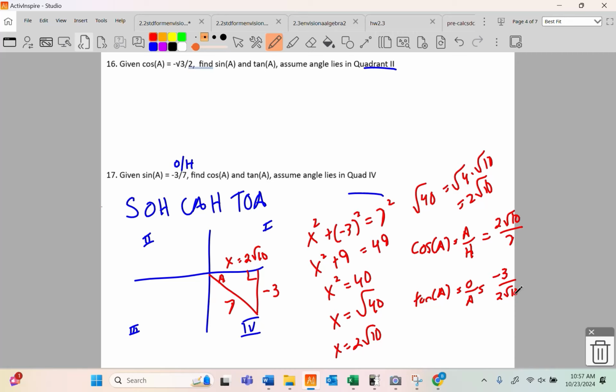And you had Cantrell last year, you know you were not supposed to leave things like this. This is called rationalizing the denominator. You need to multiply the top and bottom by root 10 over root 10. So what we have up top is negative 3 root 10, because negative 3 times root 10 is negative 3 root 10. Down low, when you multiply root 10 by root 10, you get 10. A radical times itself is the same thing as squaring, and squaring counteracts the square root. So the bottom just becomes 10.